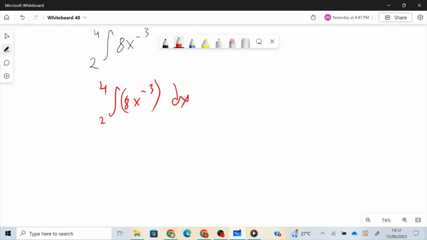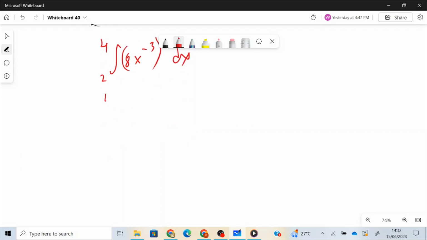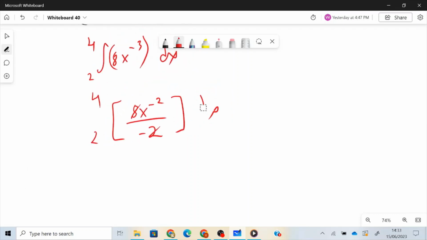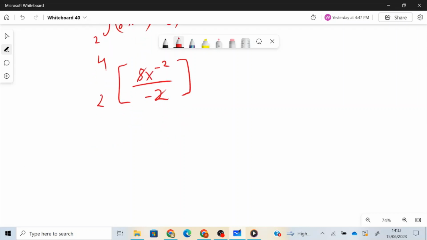Next up, we integrate the 8x to the power minus 3, so we have 2 to 4 square brackets. This would be 8x to the power minus 2. We add 1 to the power divided by the new power, that's minus 2. This cancels this to give minus 4. Okay, sorry guys, you don't need to write dx again over here. 8 divided by minus 2 is minus 4 basically. So this is 2 to 4 minus 4x to the power minus 2.